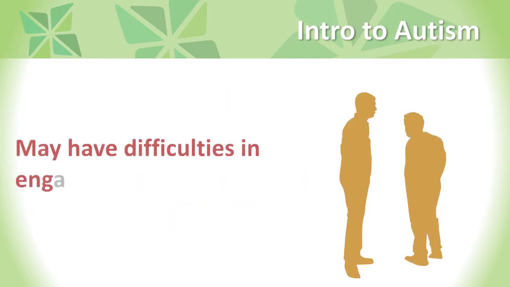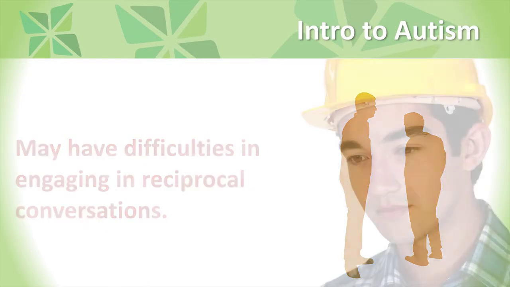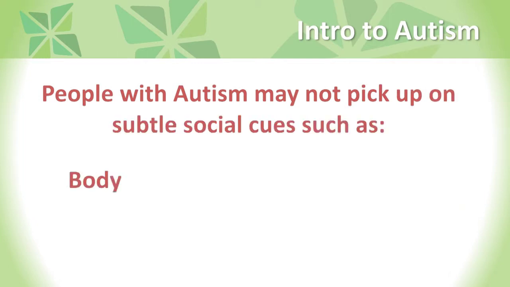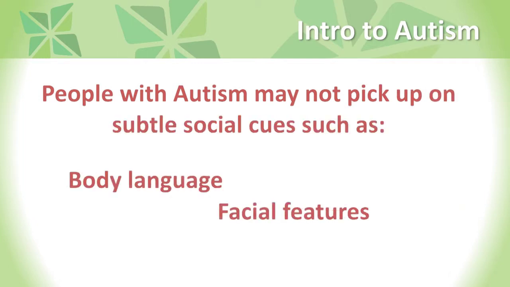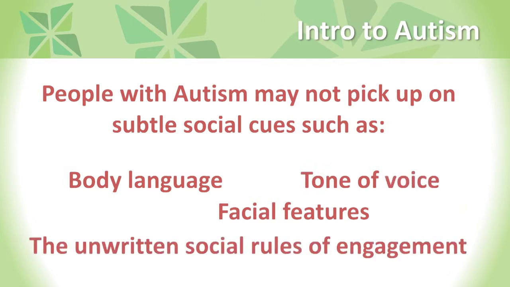Individuals with autism may have difficulties in engaging in reciprocal conversation. They may not ask questions to inquire about the individual with whom they are speaking, and they also may not pick up on subtle social cues, such as body language, facial features, tone of voice, and the unwritten social rules of engagement, such as common pleasantries or tact.